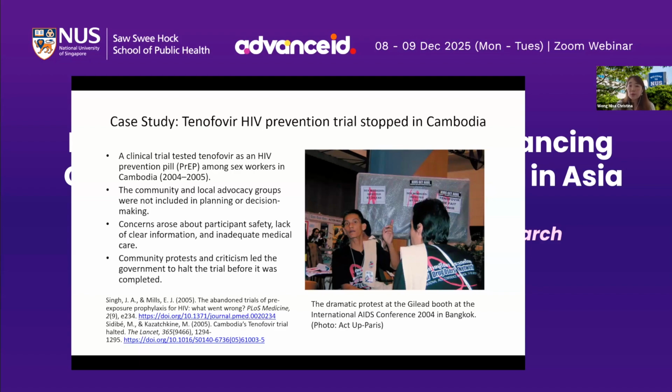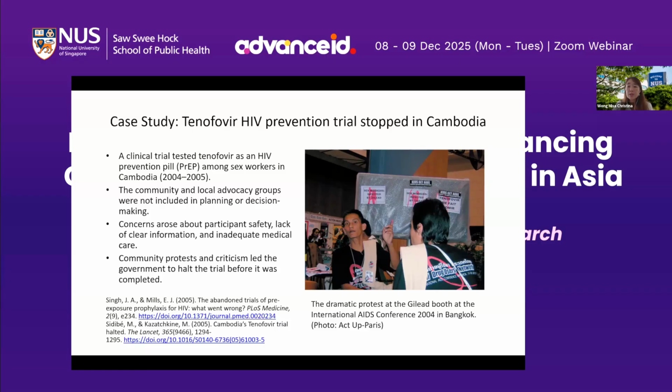Another critical issue for this trial was that there was insufficient engagement of community stakeholders. The local sex worker community, which made up a significant portion of the study population, and advocacy groups were neither adequately consulted nor involved in the trial's planning and oversight. As a result, concerns over post-trial access to care, monitoring for side effects, and potential exploitation were all not addressed, leading to vocal protests and international criticism.